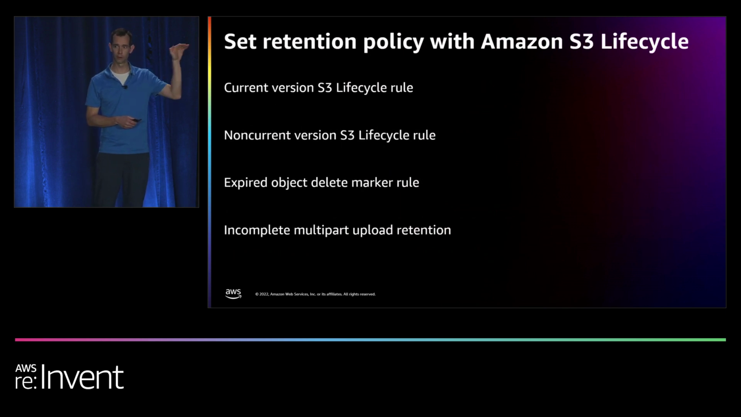So we'll talk about current version policies. That's the latest version of every object in the bucket. How do I want to deal with that? Do I want to transition it, expire it, et cetera? Non-current versions are all those overwritten copies. So it was in the bucket, it got overwritten, or it has a delete marker on top of it. Now it's a non-current version. Expired object delete marker rule, we talked about adding those delete markers. If all the data is gone underneath it, you've just got a bunch of delete markers in the bucket.